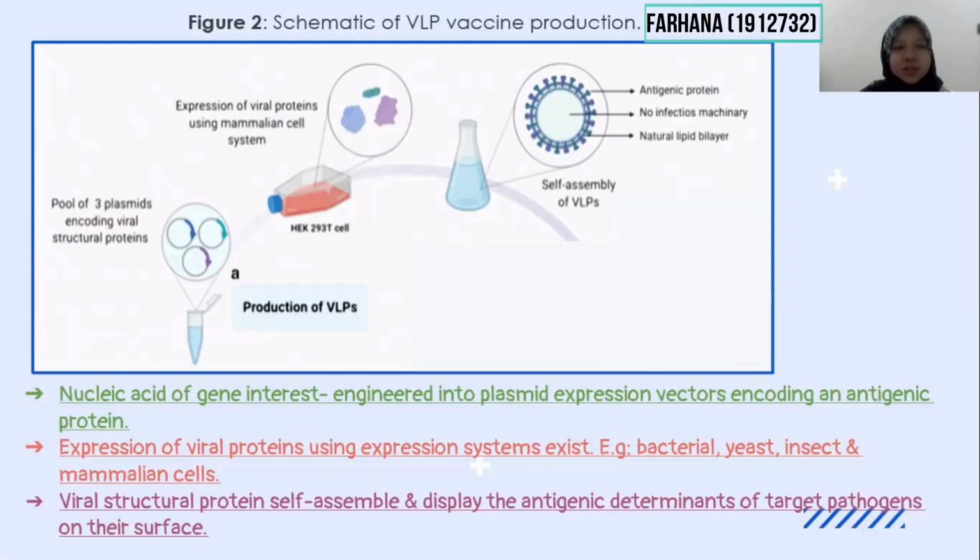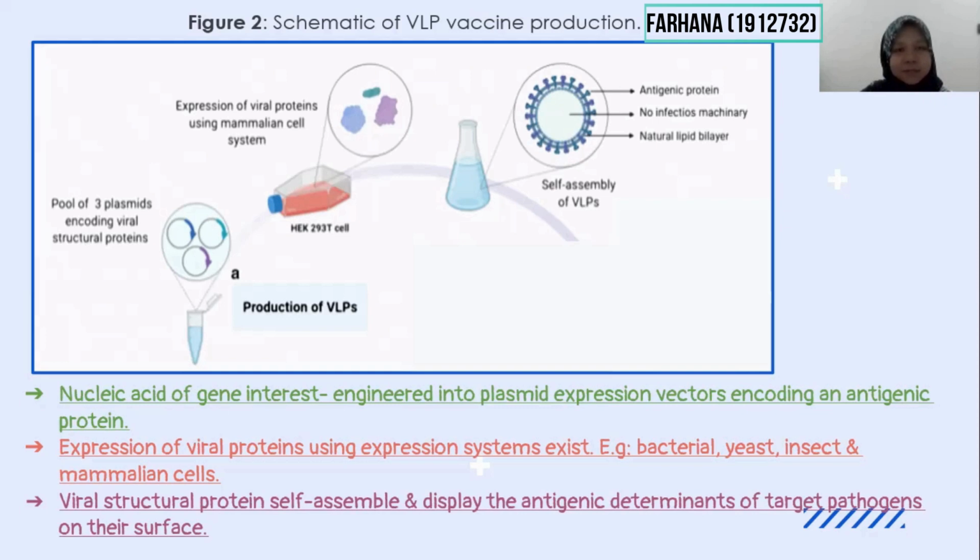Figure 2 shows schematic of VLP vaccine production. In brief, one of the methodology to produce VLP vaccines may include, firstly, the nucleic acid of gene of interest will be engineered into plasmid expression vectors encoding an antigenic protein. Next is the expression of viral proteins using a variety of expression systems such as bacterial, yeast, insect, and mammalian cells. After that, the viral structural proteins self-assemble to produce VLP and display the antigenic determinants of target pathogens on their surface.